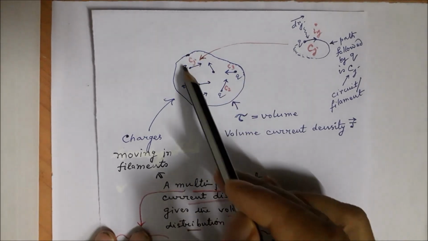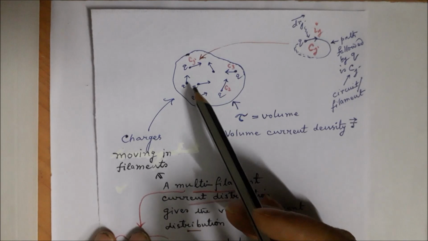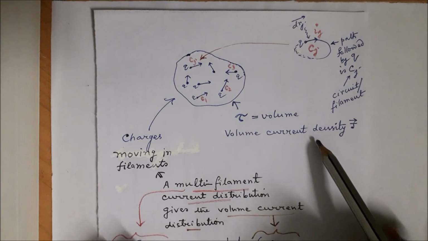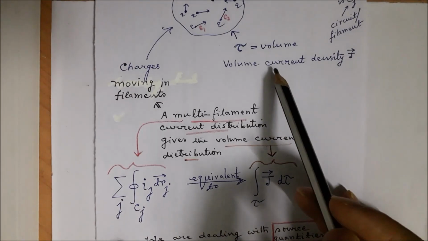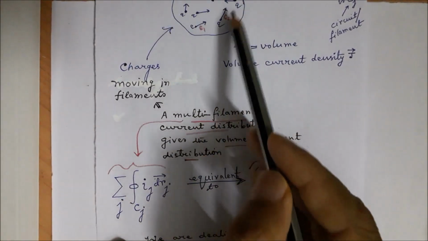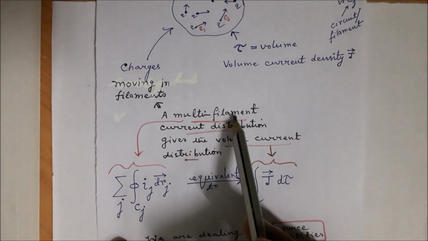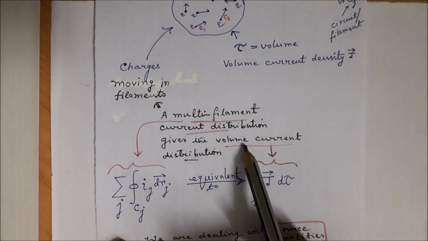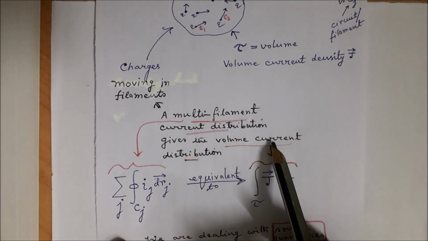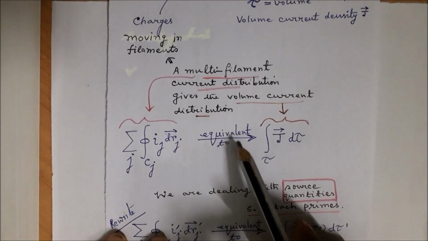And similarly we have the jth filament. So the idea of filament is inherent in this current distribution, which is essentially a volume current distribution. What we have emphasized is that the volume current distribution can be looked upon as a multitude of filaments. So it's a multi-filament current distribution which gives rise to a volume current distribution, and therefore there is actually no difference. It is just how we look at things.